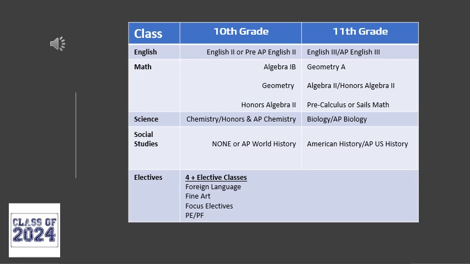Now, most juniors will take 4 core classes, which will leave you with 4 elective classes. Some of those elective classes will meet graduation requirements, and some you are just taking for fun.